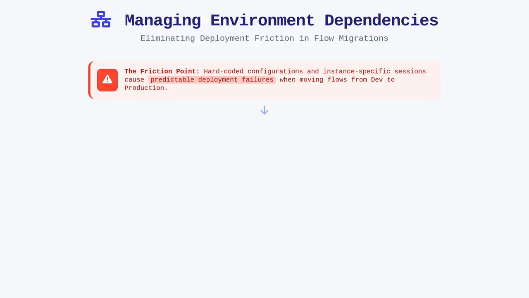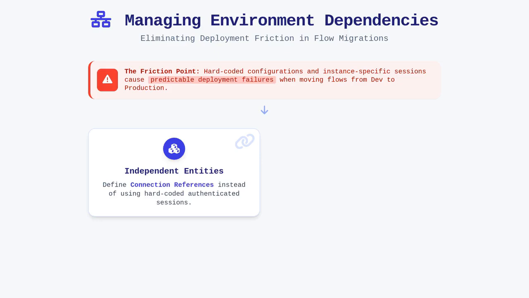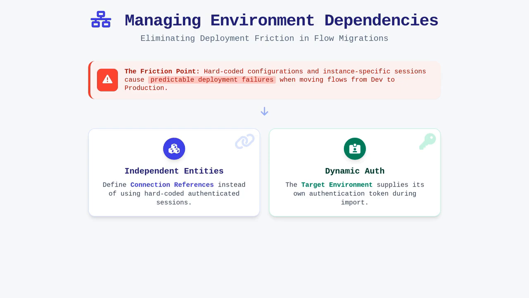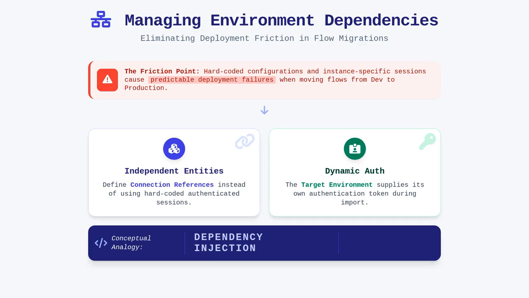To solve this, always ensure that your connection references are defined as independent entities rather than hard-coded authenticated sessions. This allows the target environment to supply its own authentication token, thereby decoupling the logic from the specific user identity used during development. Maintaining this abstraction is essentially the same as practicing dependency injection in code, ensuring that your automation logic remains oblivious to the environment-specific infrastructure.